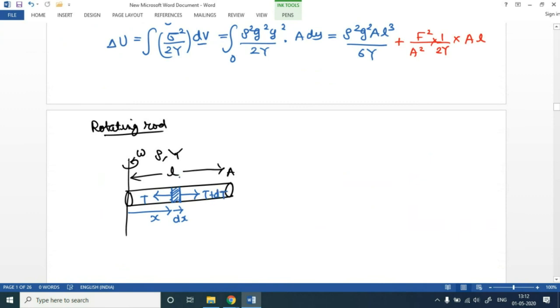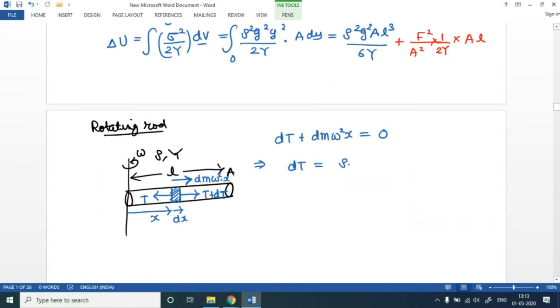Okay, and apart from that, another force you can imagine, because it is in a rotating frame of reference, would be acting away from center. That would be dm omega square x over here, and the net force acting on this would become dT plus dm omega square x. That would be the net force, and for the equilibrium of this, it will be equal to 0, you should realize.